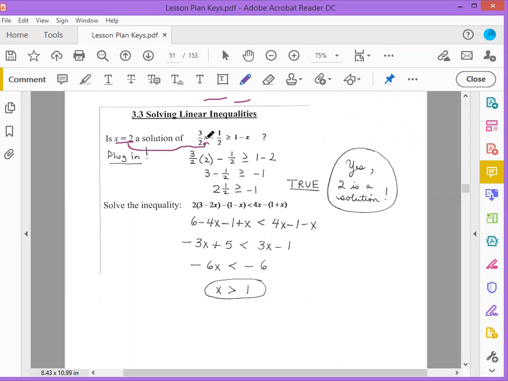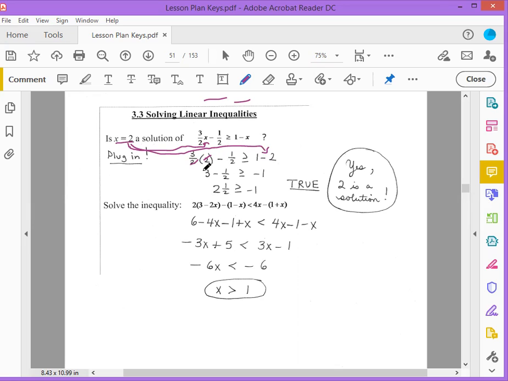So that's 3 halves times 2 minus 1 half. We carry down our greater than or equal to symbol, and 1 minus x again, replacing 2 for x. And then we're going to simplify here. 3 halves times 2 cancels the 2, leaving 3. Minus 1 half, carry down our greater than or equal to symbol, and 1 minus 2 on the right side gives us negative 1.